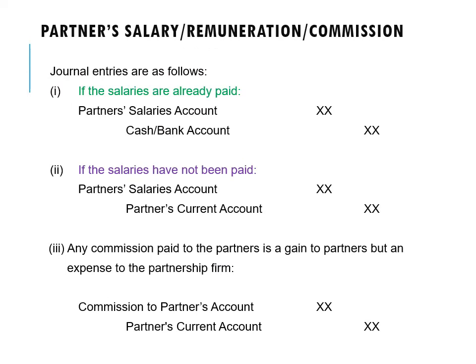If the salaries are paid in cash, you debit the partner's salaries account and you credit the cash or bank account. If the salaries have not been paid, then you credit the partner's current account. Any commission that is paid to the partners is a gain to the partners but an expense to the partnership. Therefore, the journal entries are you debit the commissions to partners account as an expense to the partnership and you credit the partners' current account.